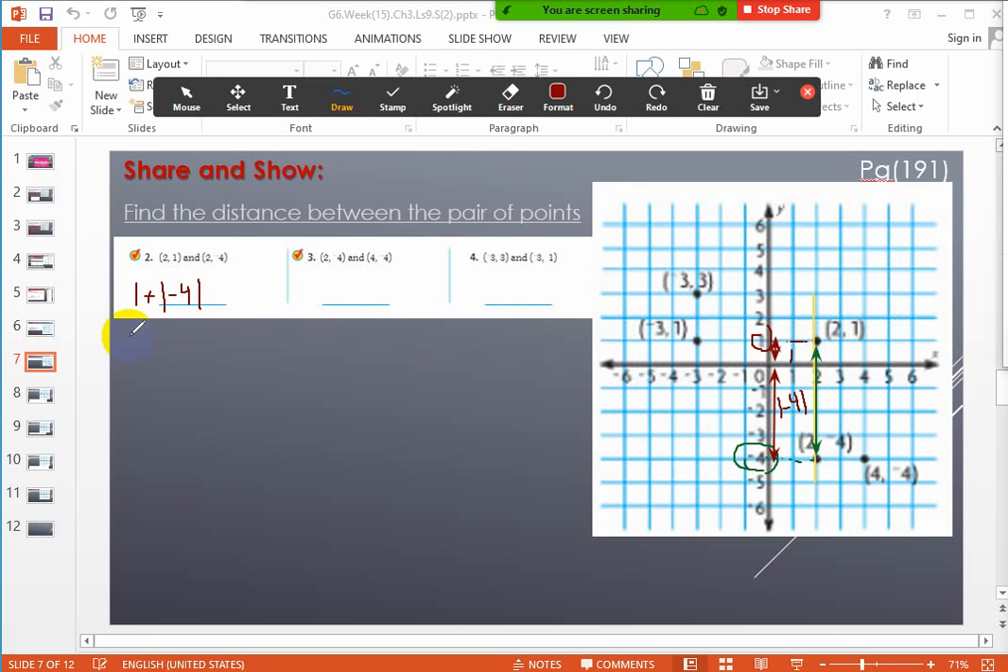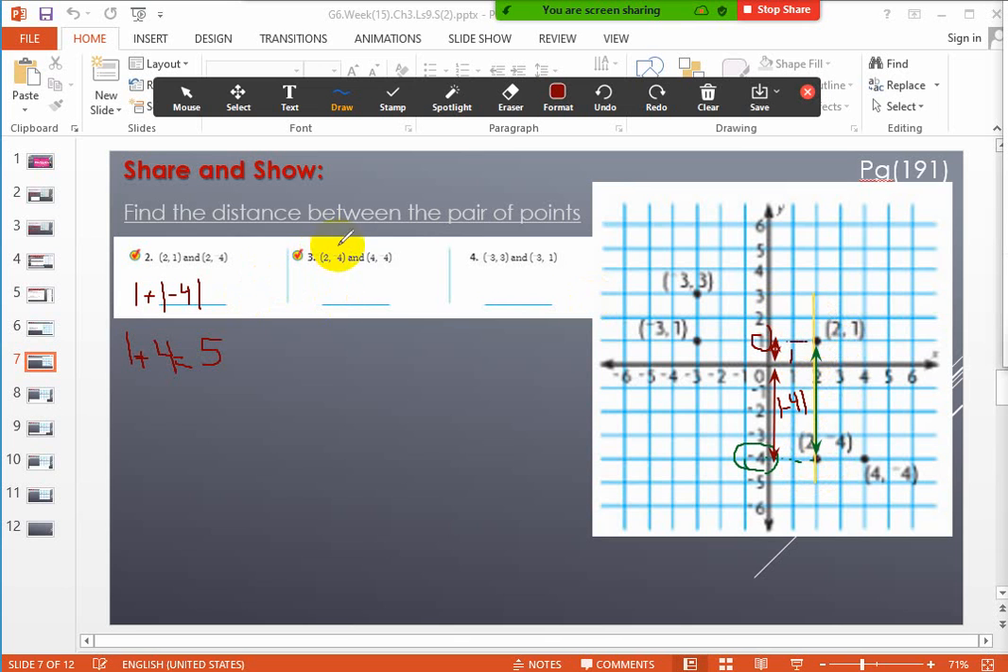What is the absolute value of -4? It's 4. 1 plus 4. 5 units. Thank you, Yusra. Yes, I heard that. So 5 units, and if you count the number of units between those 2 points to check if your answer is correct, 1, 2, 3, 4, 5. 5 units. Okay?